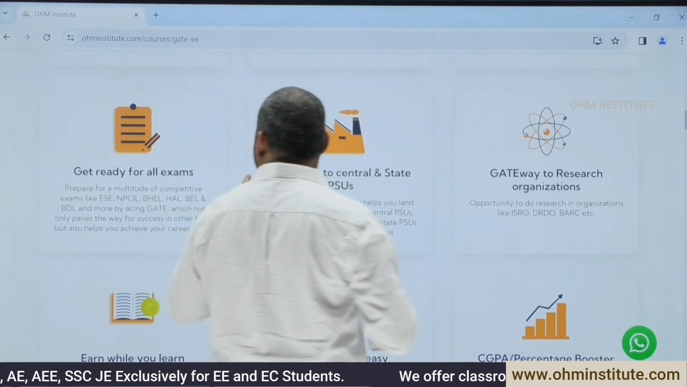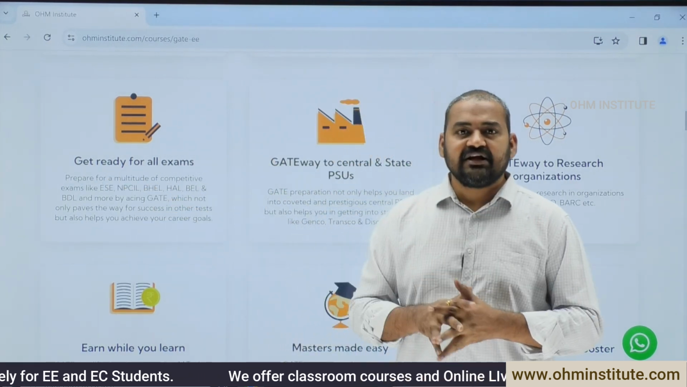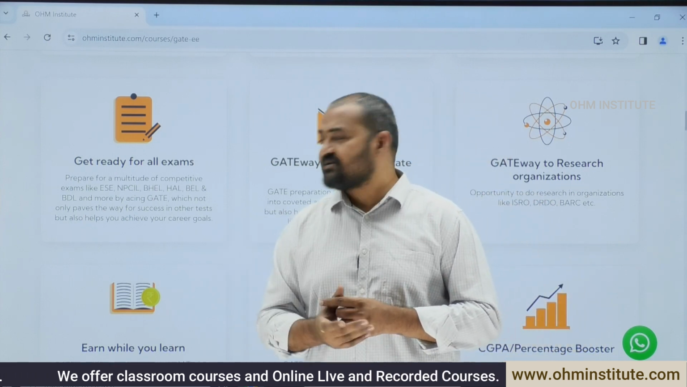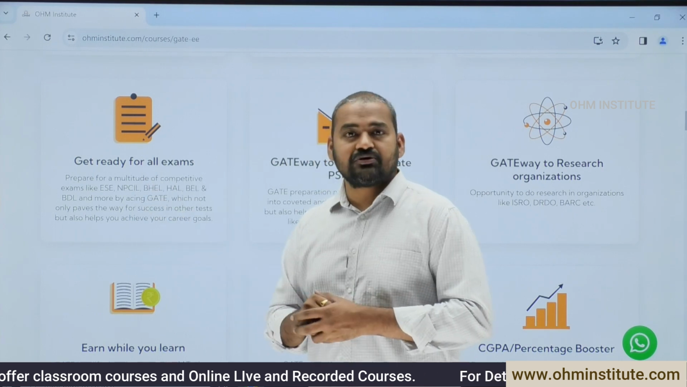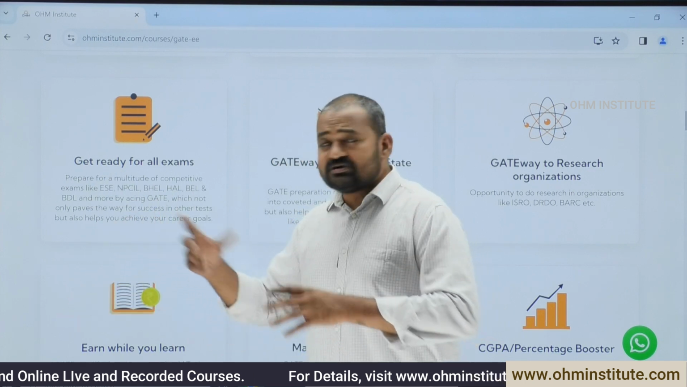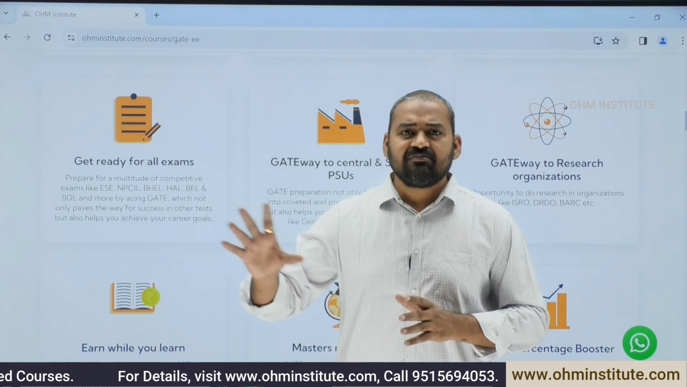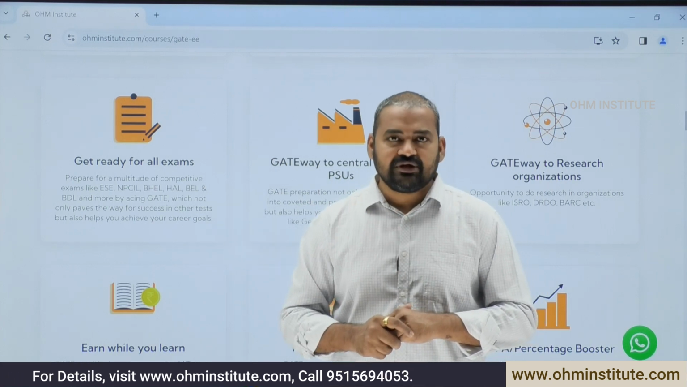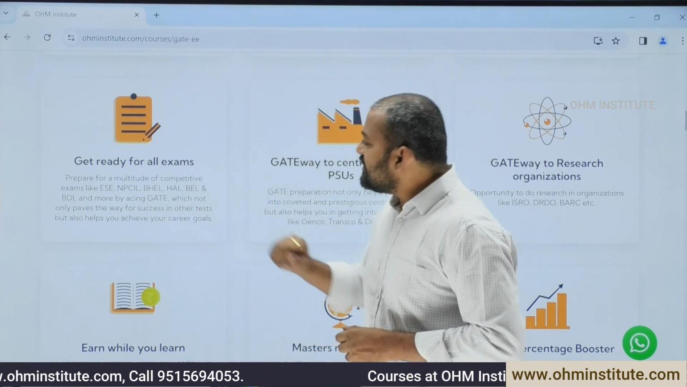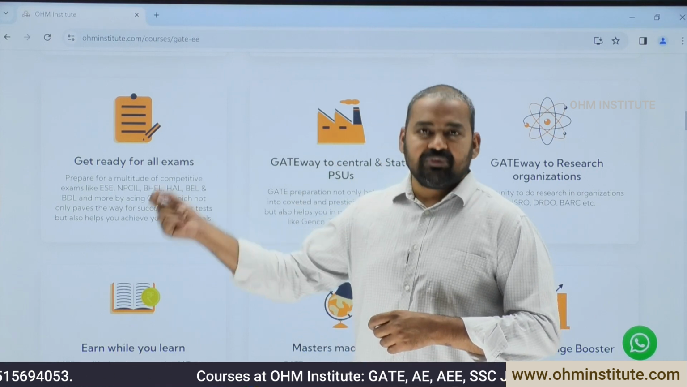And another important thing is, get ready for all exams, because preparing for GATE examination means you are not only preparing for GATE, you are preparing for other competitive exams like ESE, PSUs, AE, AEE. There are a lot of exams, because the syllabus is almost the same. 90% of the syllabus will be the same for all competitive exams related to electrical engineering. Only 10% variation may be there. That's why preparing for GATE examination will give you a chance to attempt other competitive exams as well.